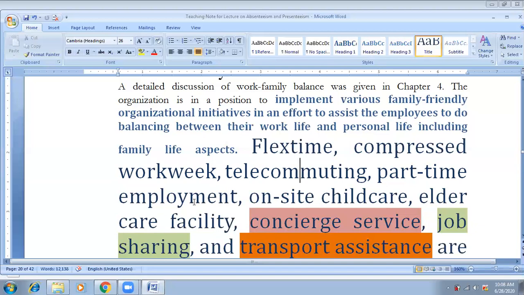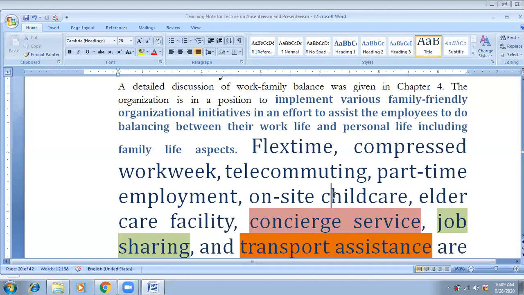Then part-time employment. On-site child care. Elder care facility. Concierge service, like paying various bills, electricity, water, telephone, and other bills the employees would have to pay. There is a special person employed by the organization who does these things on behalf of all the relevant employees.